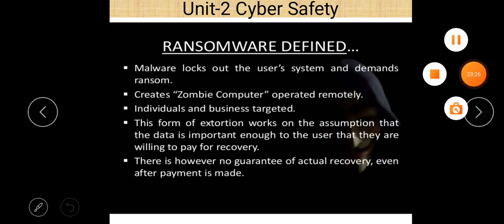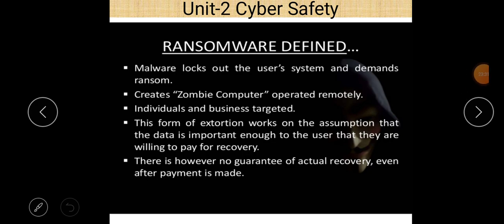Next important topic is ransomware. That is the most dangerous type of malware. That malware locks out the user's system and demands a ransom. Locking out the user's system means you are not able to open your computer system, or even open certain files or connect to the internet, something like that.